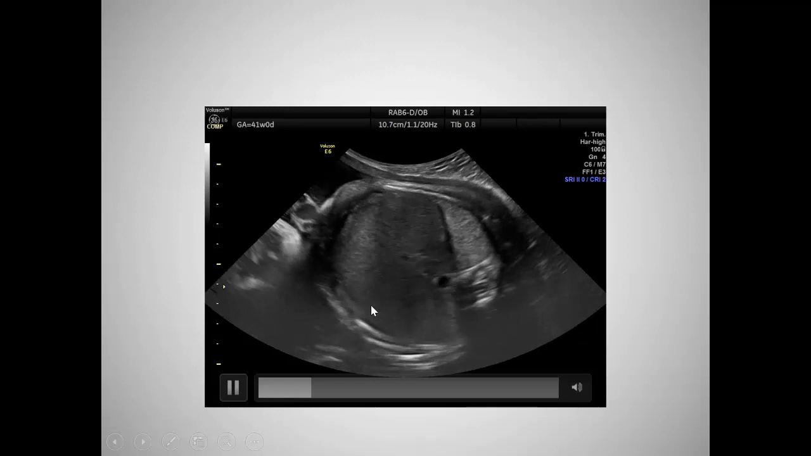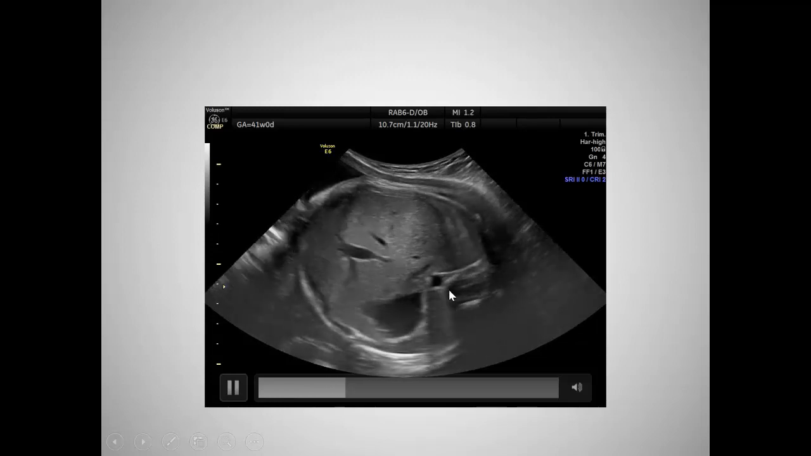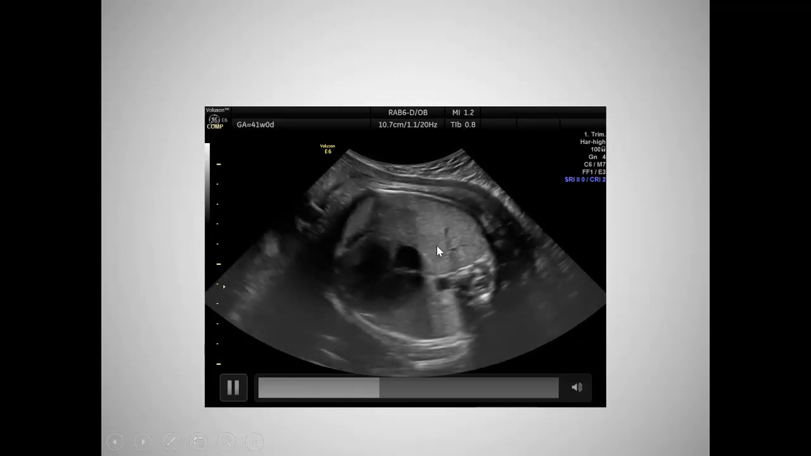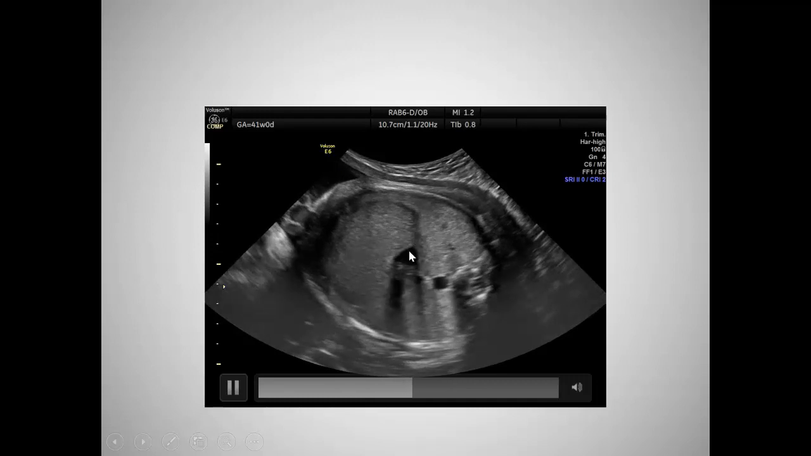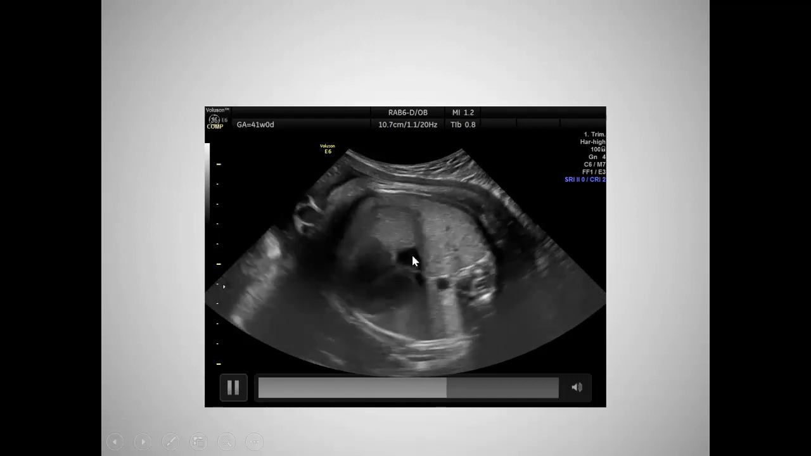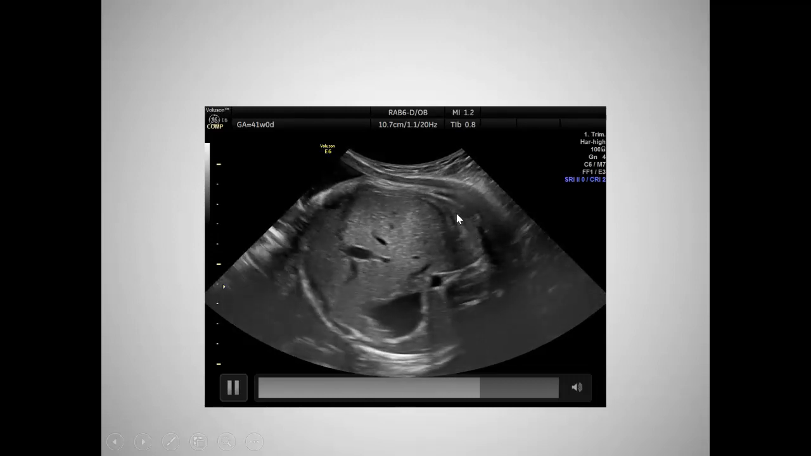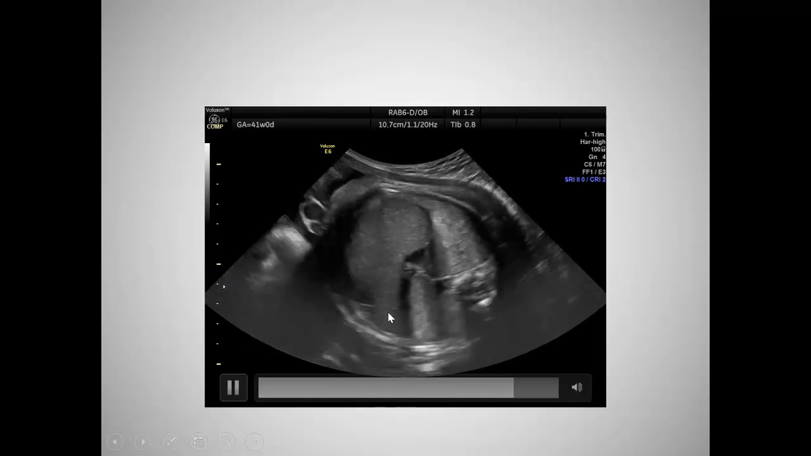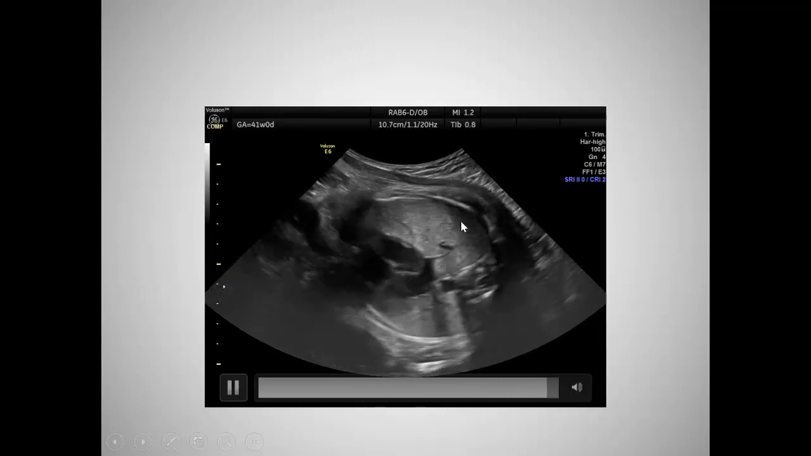Note here the expansion of the chest. It is comparable to the abdominal circumference. And here we can see that the lungs are hyperechoic than the liver. And we found the normal ratio between the heart and the chest.